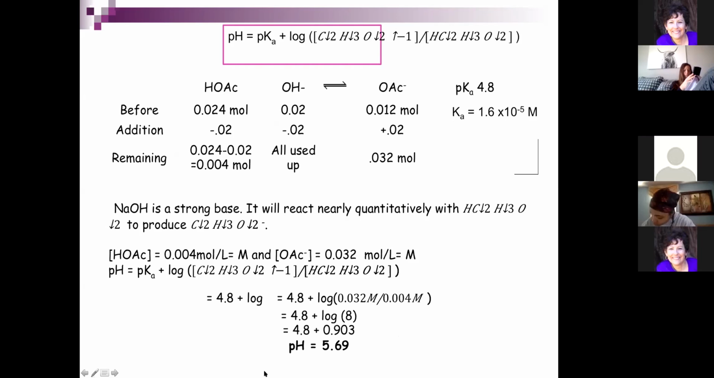So in this situation, it just said we were in a liter. But if you had two different volumes from two different solutions, you would want to add those two together, and that would be the denominator. So good. So our pH is now 5.69 after we've added a little bit of base to it. Okay, any questions on that one?